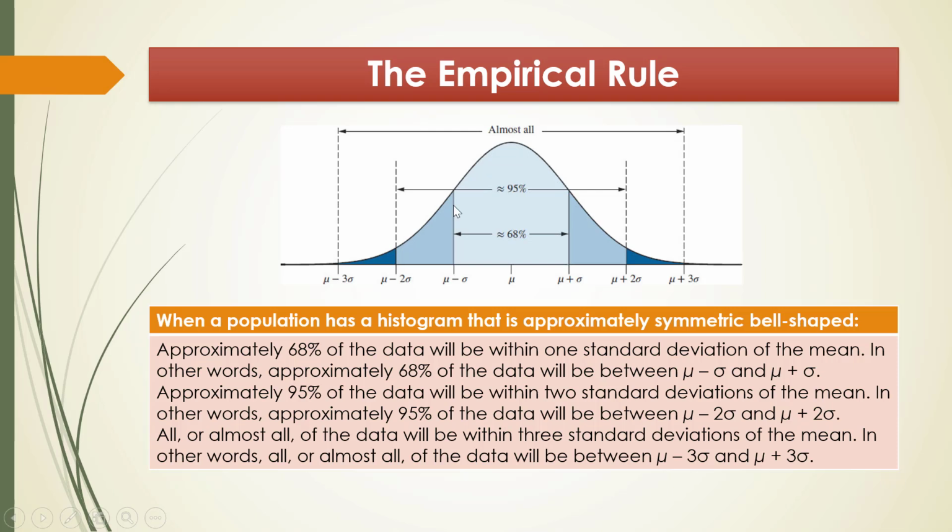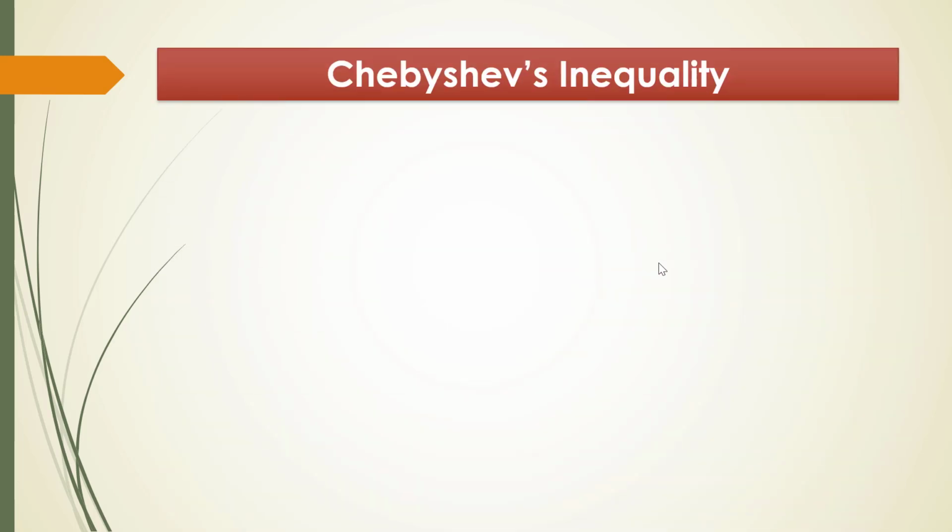So here I just want to let you know we also can use the empirical rule to illustrate how the data sets spread around the center. The empirical rule has a disadvantage. That is, the empirical rule is only applied for symmetric data sets. So when the data set is not symmetric, we can use a different rule.